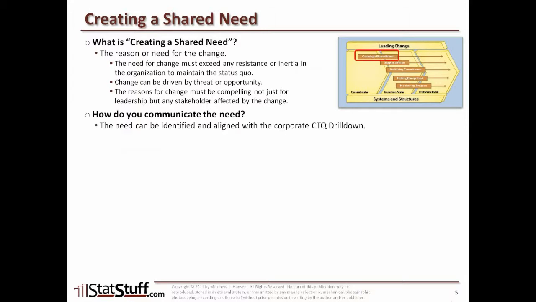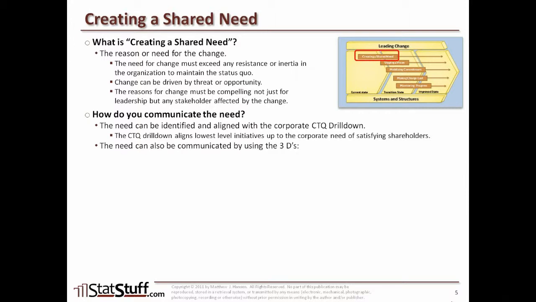So how do you communicate this need to others? Well, the need can be identified and aligned like using the corporate CTQ drill down. Remember, the CTQ drill down helps align the lowest level initiatives up to the corporate need of satisfying shareholders. You can also communicate the need using the 3 Ds.